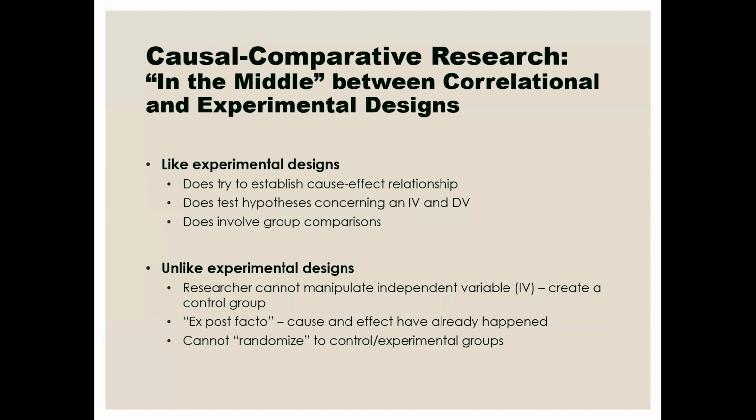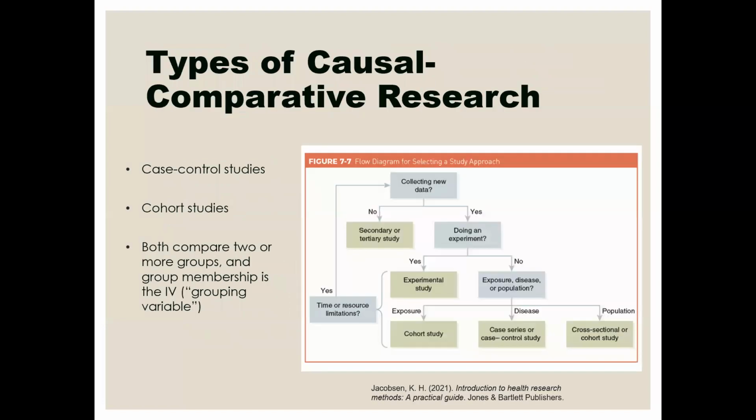Think about it when we're looking at causal comparative with experiments. Think of what I said. We do have the ability to do independent and dependent variables, but we cannot randomize, and we do not have that internal validity or control over all aspects in the study.